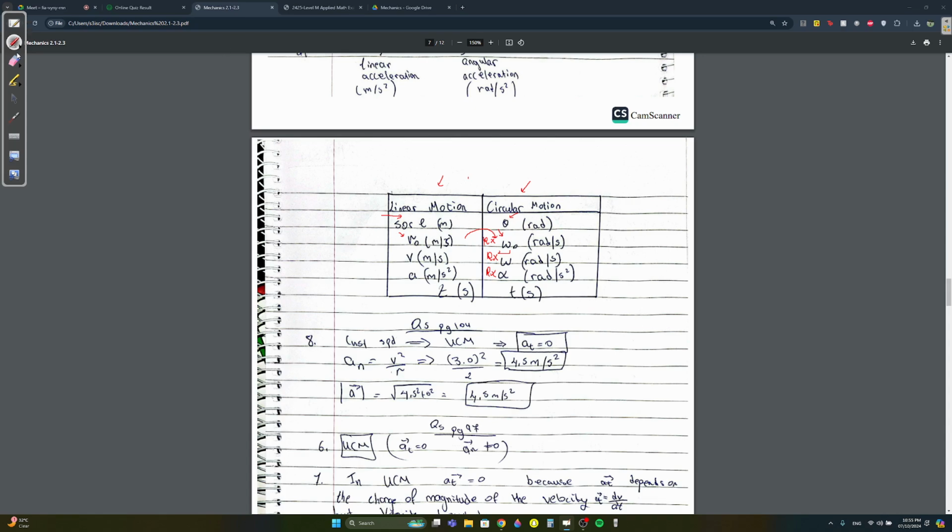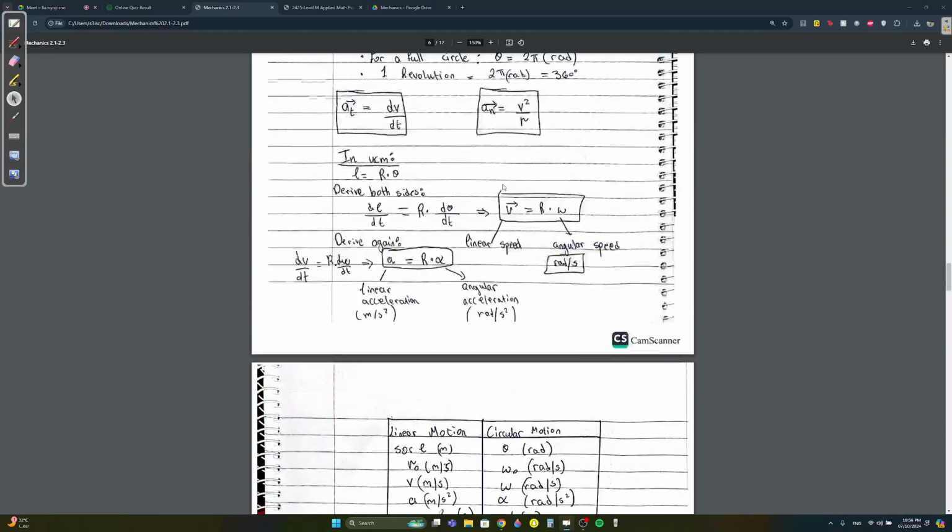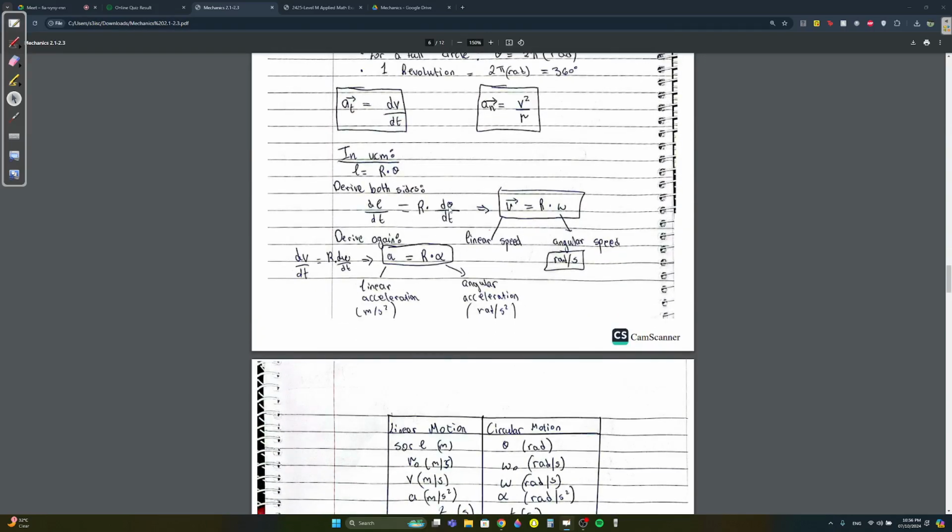But from what I recall, no questions in the quiz involved asking any of these. The only thing they asked in the quiz, you had to use a normal is equal to v squared over r. This is the only formula they had to use. But let me see something. d theta over dt.